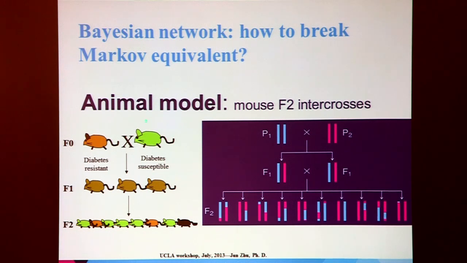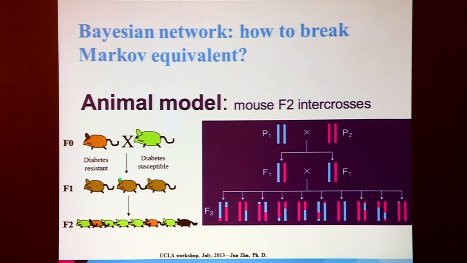So mathematically, by the data itself, you cannot distinguish that. Then what other information do you need to break that structure? It depends on what study you have. Generally, what we do is inject some other information, generally called genetics. So how to generate the genetics is this F2 cross.